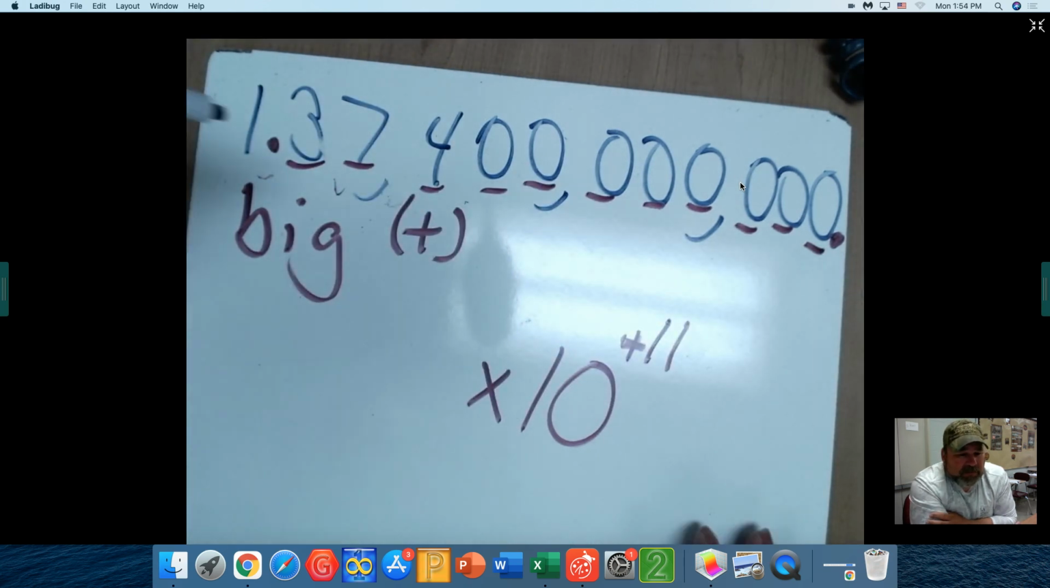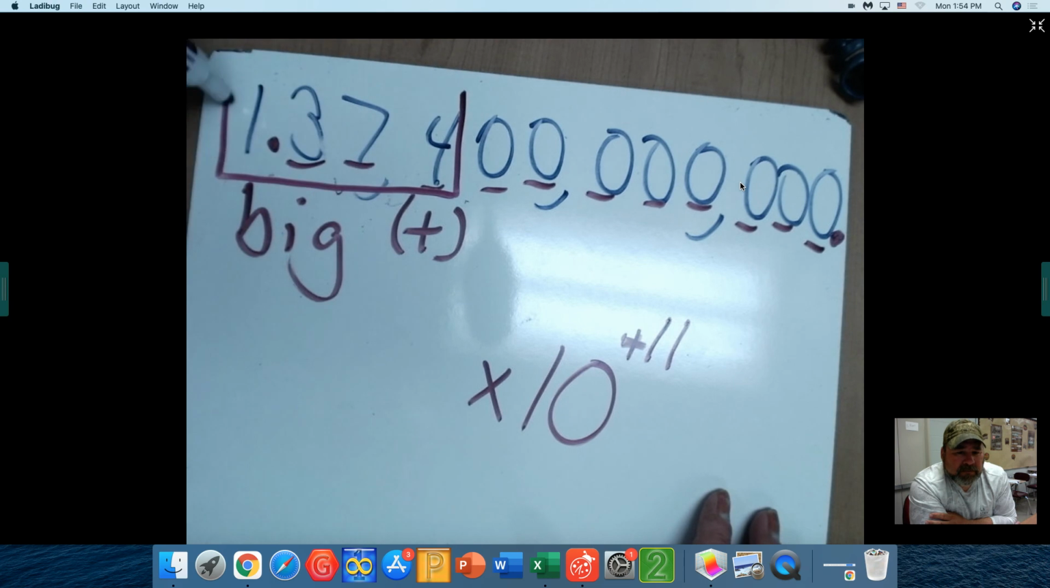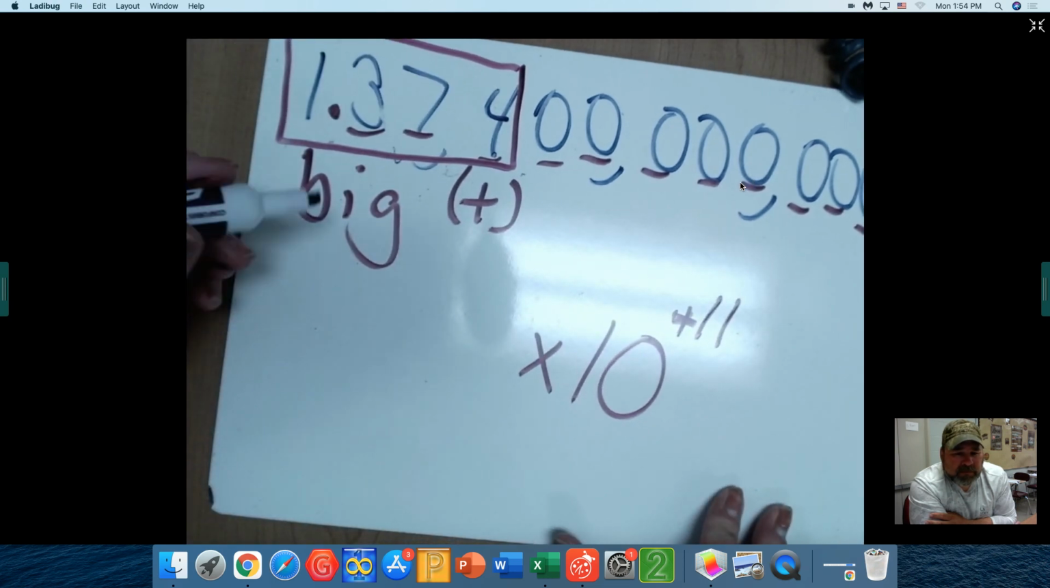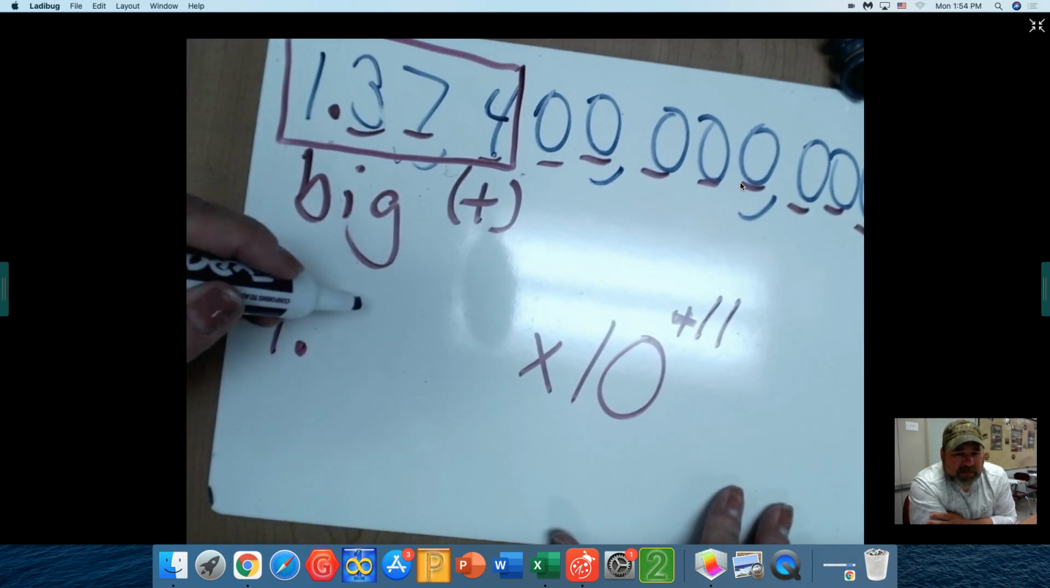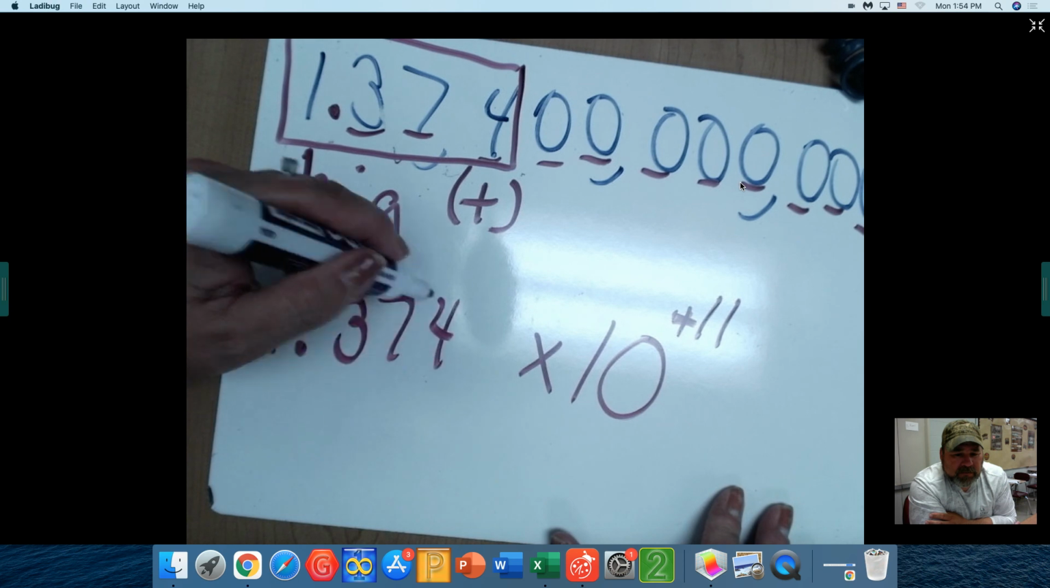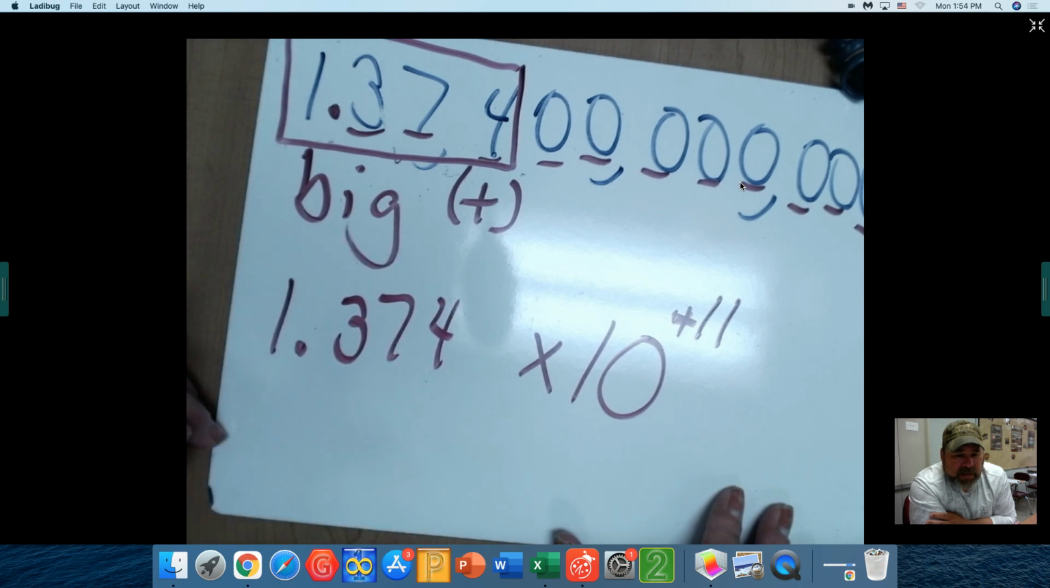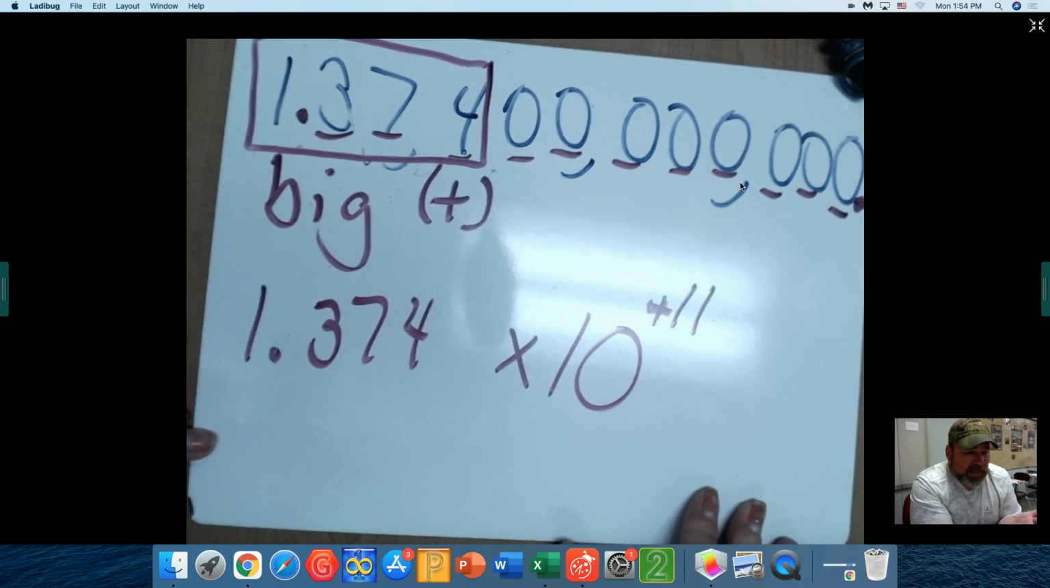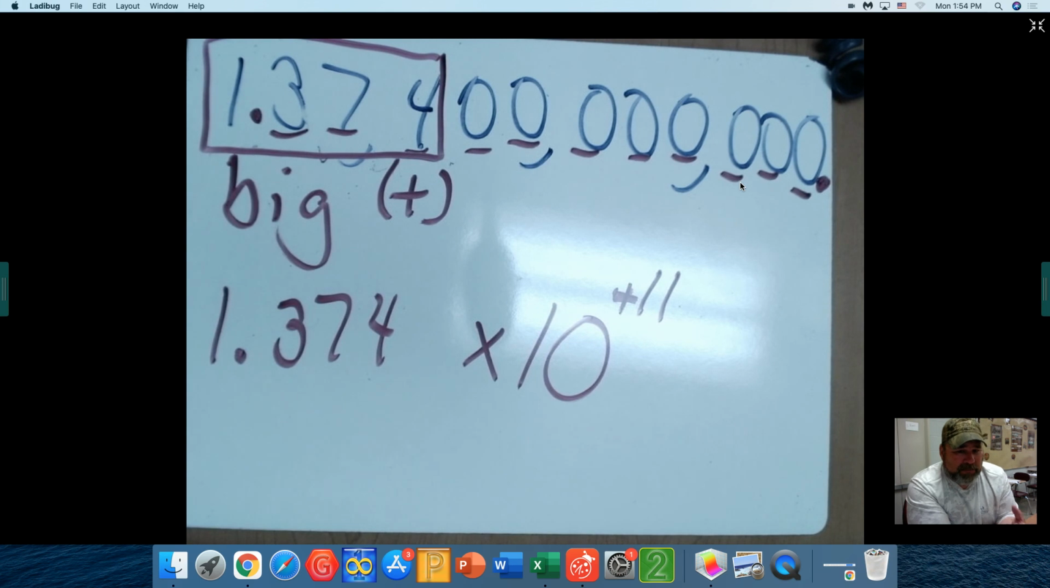And then all I've got to do is block off all my non-zero digits, and that becomes my coefficient. So it's 1.374 times 10 to the 11th. And again, that 11 tells me if I multiply this back in my calculator, I'm going to move that decimal 11 times. It's going to make my number big.